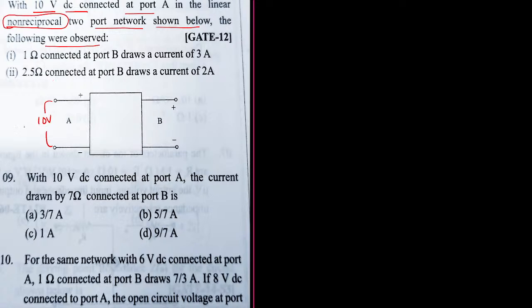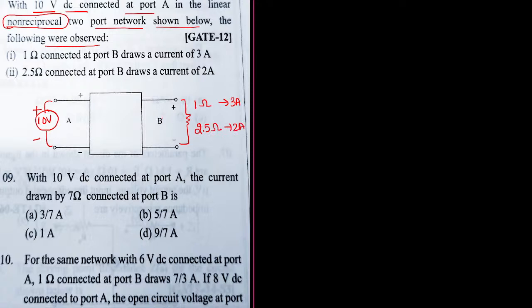Fine, sir. After connecting 10 voltage at the input, they are observing the output. When they are connecting a 1 ohm resistor here, they have connected a resistor. If it is 1 ohm, then it is consuming a current of 3 ampere. Yes, sir. Suppose if it is 2.5 ohm, then it is consuming a current of 2 ampere.